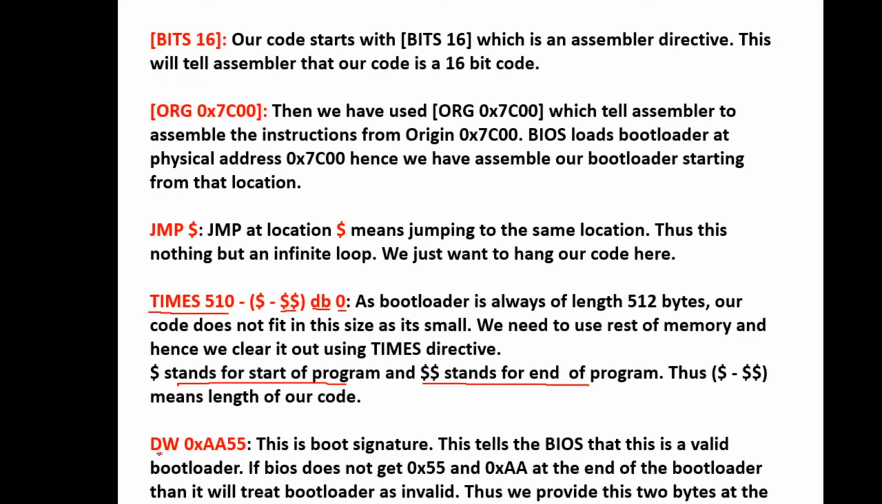So DW, as I mentioned earlier, is data word. 0x is a hexadecimal number. AA55 is the magic number or the boot signature, which is going to get loaded in the 510th and 511th locations. If this value is not present at the end of the bootloader, it will be considered invalid. If it is present, it will be considered a valid bootloader. So we have to specify this, DW 0xAA55. So our coding of assembly language is over.